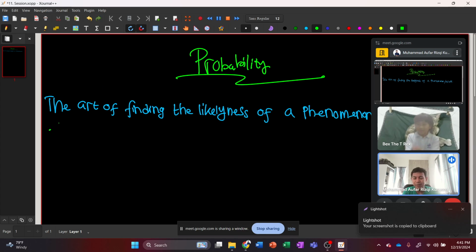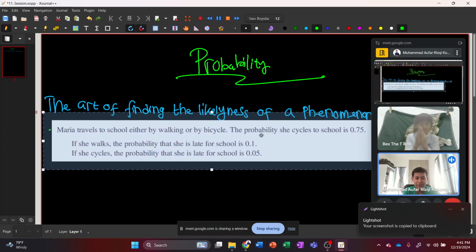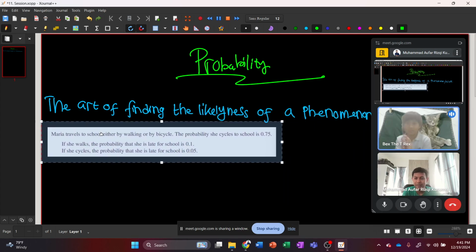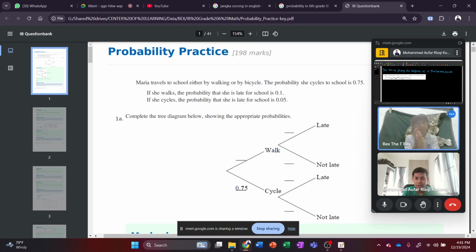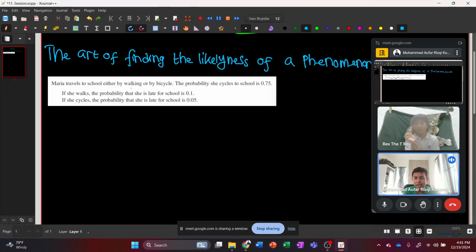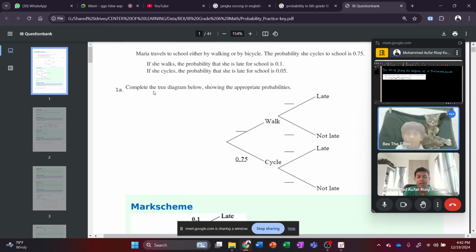Okay, let's see from the question. I have these questions. Maria travels to school either by walking or bicycle. So you have two choices, right? Walking or bicycle. The probability she cycles to school is 0.75. If she walks, the probability that she is late is 0.1. If she cycles, the probability that she is late for school is 0.05.